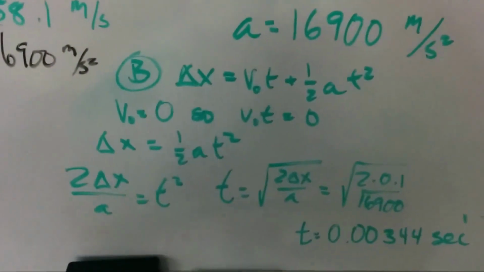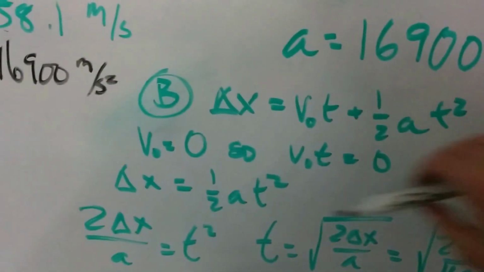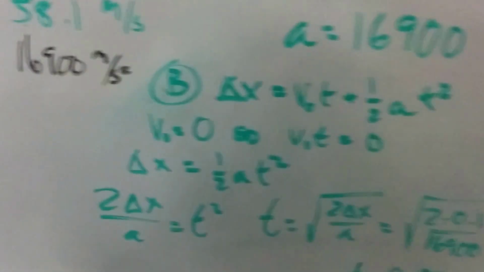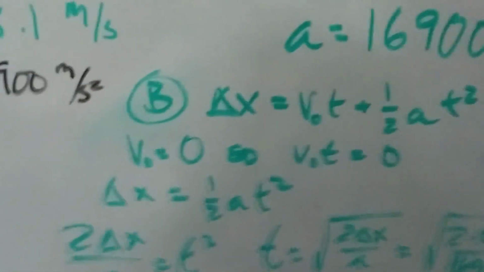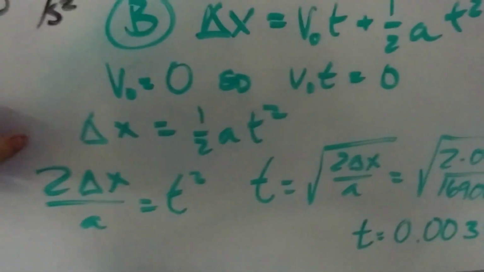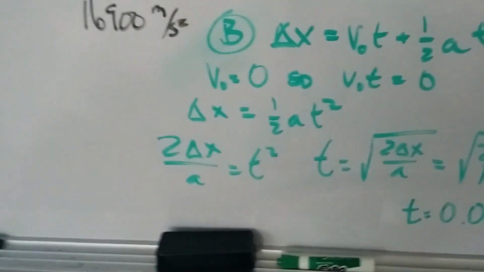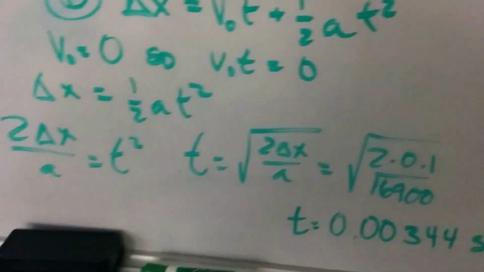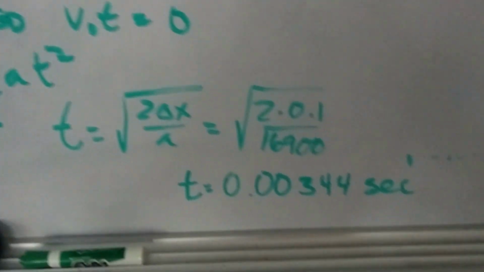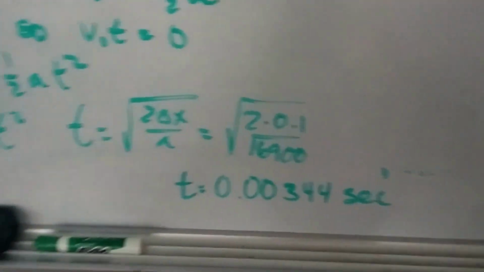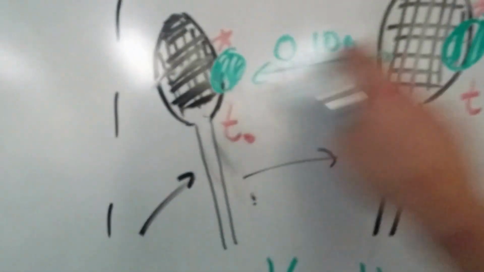So now I can pick out any equation that I want because I have 4 pieces of information. I chose B. So delta x equals v naught times t plus 1/2 at squared. I know that I start from rest, so v naught is 0, so this term just drops right out. All I'm left with is delta x equals 1/2 at squared, where I know the displacement is 0.1 and acceleration is 16,900. And I got a time of about 3.44 milliseconds. That's the time that this tennis racket is in contact with the ball, accelerating it up to that 58.1 meters per second.